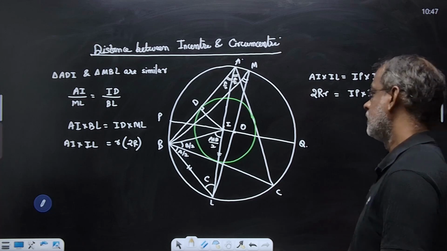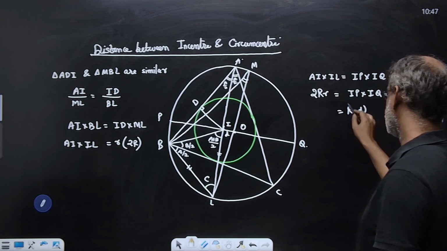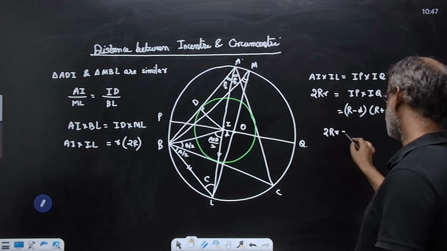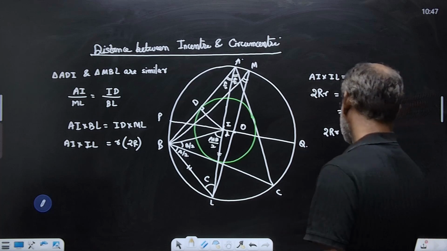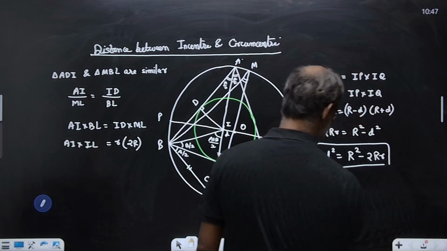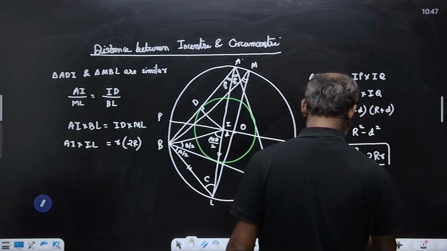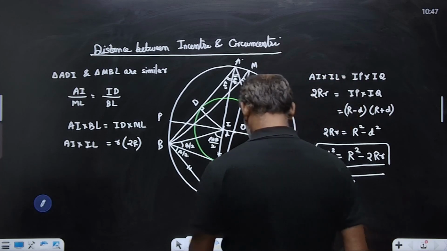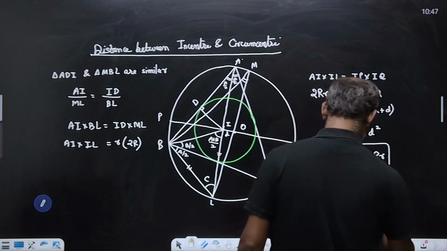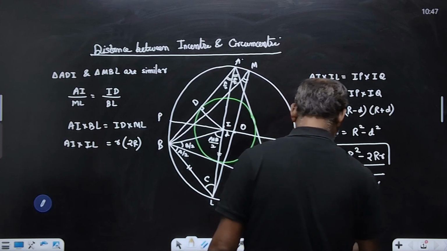What is IP? Now if this distance is d, IP is R minus d. And what is IQ? R plus d. d is the distance we are looking for. So 2Rr is R square minus d square. So d square is R square minus 2Rr. So the distance between the incenter and circumcenter is given by d square equals R square minus 2Rr. Fine. This is a very good way to say that R is always greater than or equal to 2r.